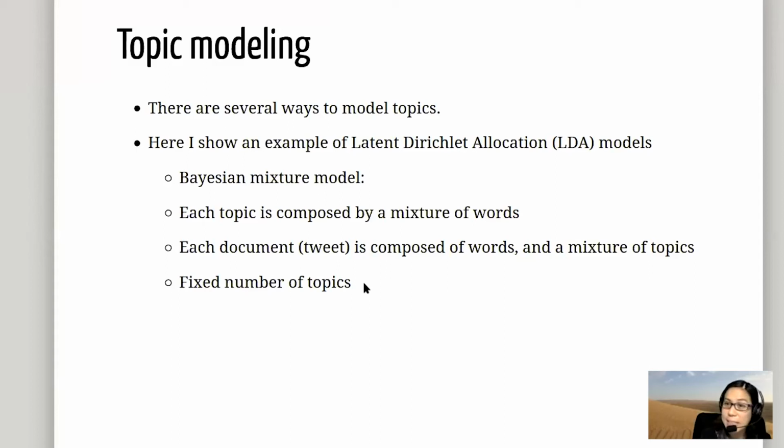So this is the idea behind the model, that we have a fixed number of topics. Each topic is composed by a mixture of words. So behind it, there's a probability distribution of the words. A word that is highly related to a topic would have a high probability of appearing if we're talking about this topic. So if we're going to talk about networking, the word network or the word meeting people or the word community is going to have a high probability of appearing in the tweet.